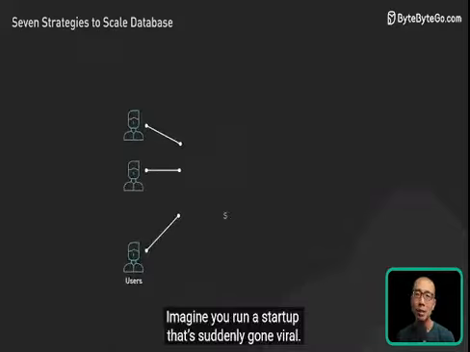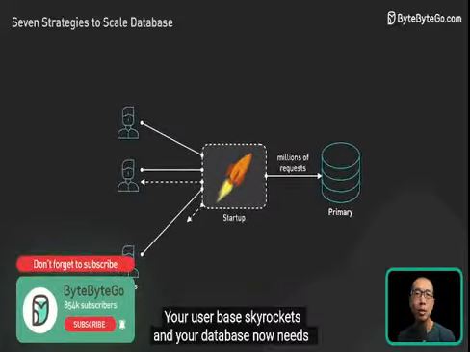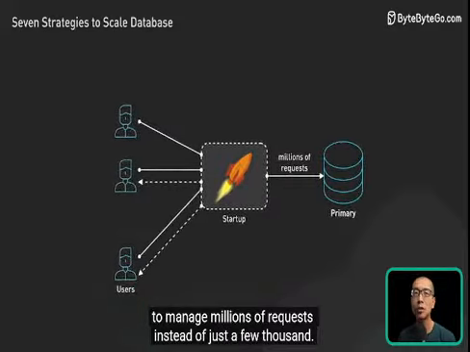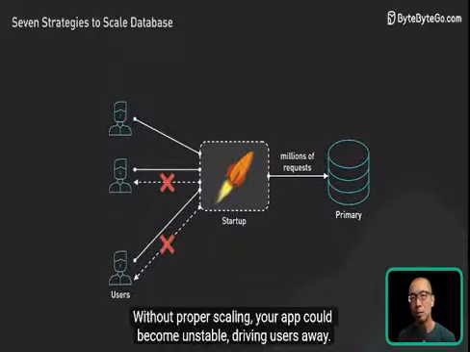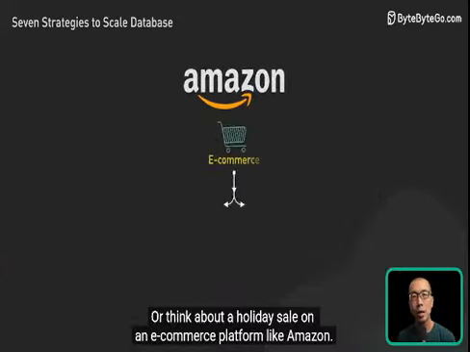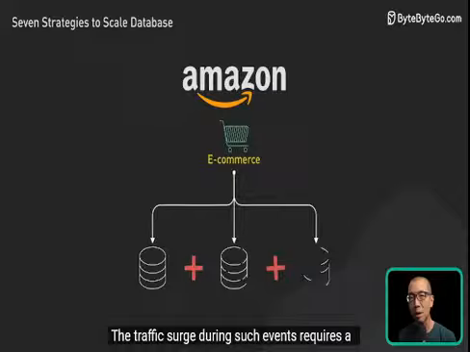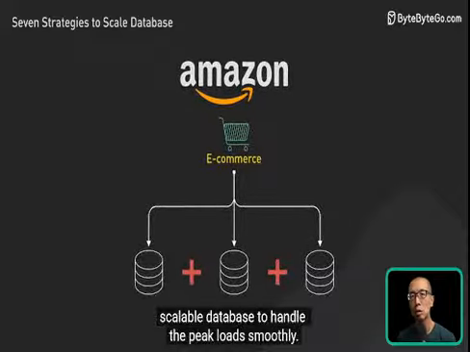Imagine you run a startup that's suddenly gone viral. Your user base skyrockets, and your database now needs to manage millions of requests instead of just a few thousand. Without proper scaling, your app could become unstable, driving users away. Or think about a holiday sale on an e-commerce platform like Amazon. The traffic surge during such events requires a scalable database to handle the peak load smoothly.